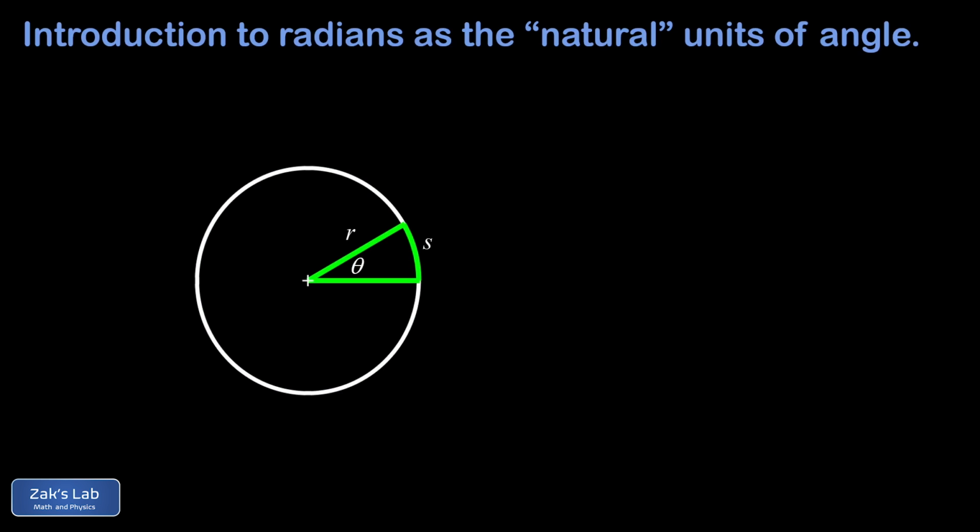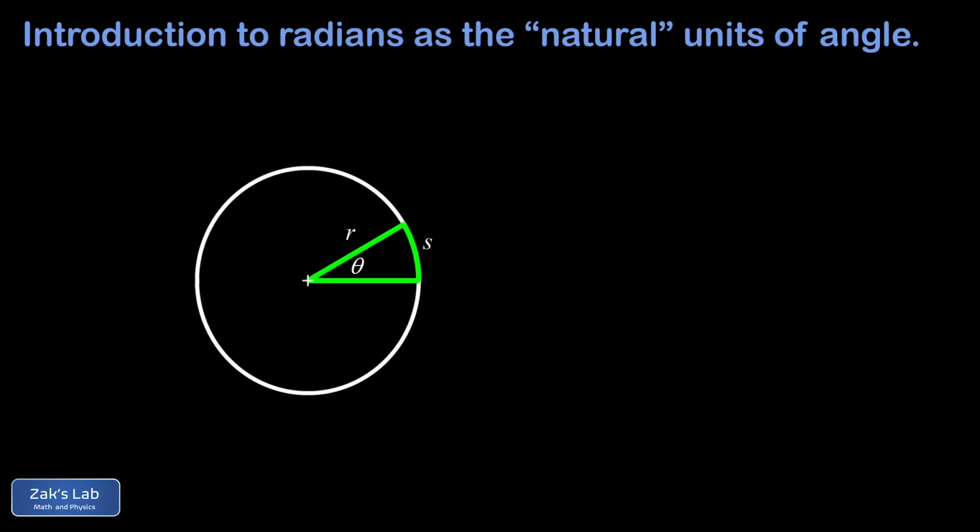So there's a sector of a circle, that's a slice of pizza if you like, and this circle has a radius of r, a subtended angle of theta, and an arc length, that's the length of the crust on the slice of pizza in this metaphor, is given by s. And we want to establish a relationship between these three variables s, r, and theta.